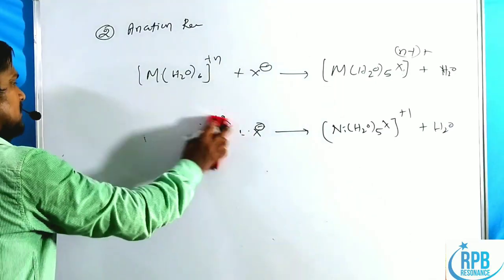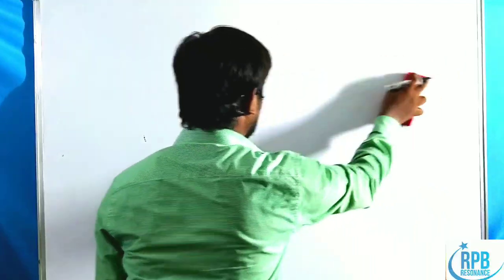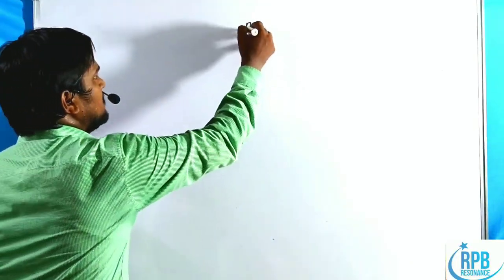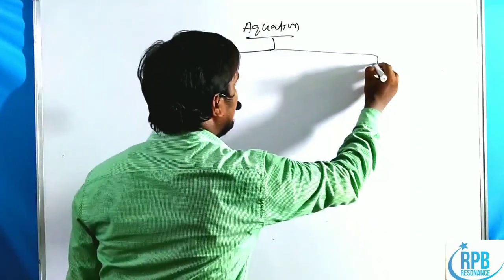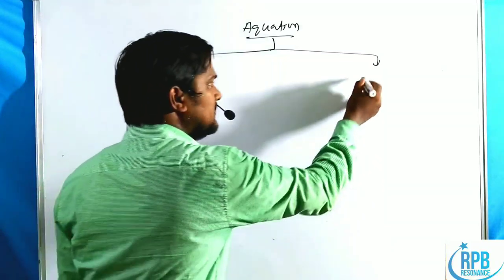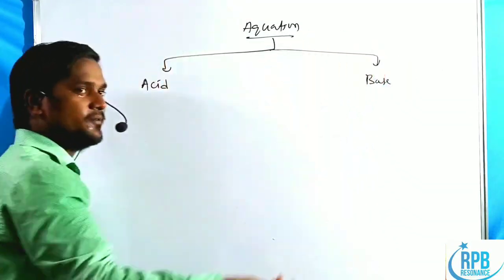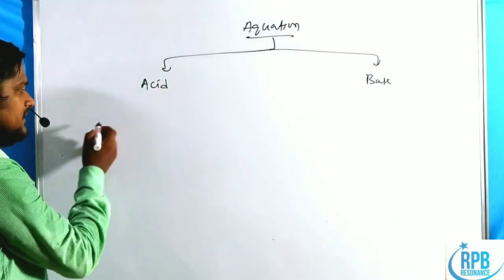Dissociation mechanism. Now the final one is the aquation reaction, that is, the hydrolysis reaction. Generally, hydrolysis reactions may be in the presence of an acid catalyst or base catalyzed reactions, or sometimes neutral medium catalyzed reactions are also there. So generally acid catalyzed reactions.